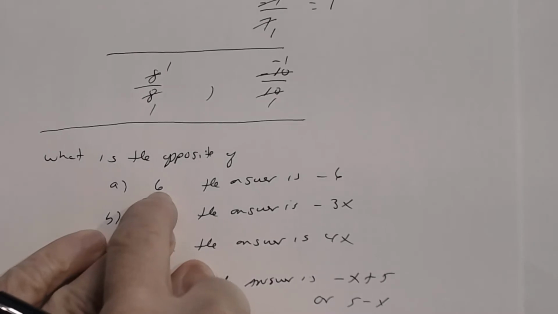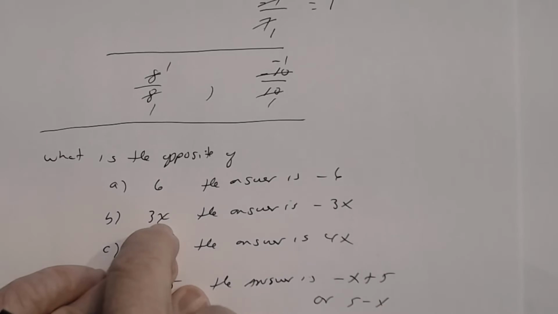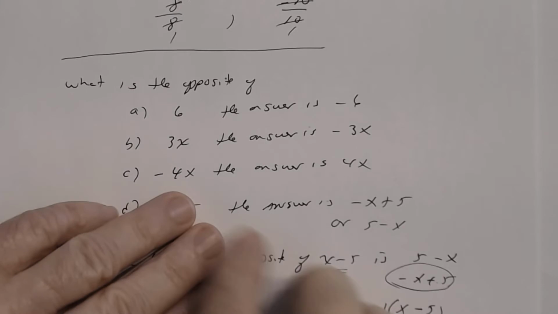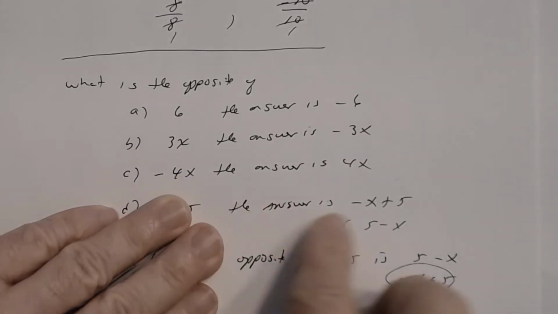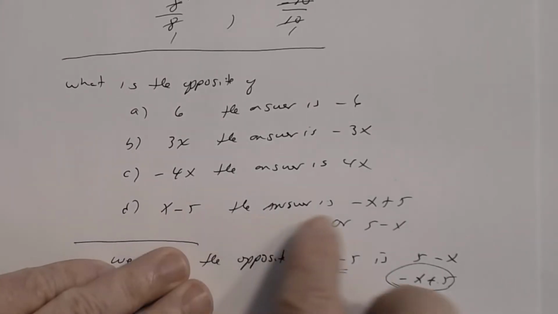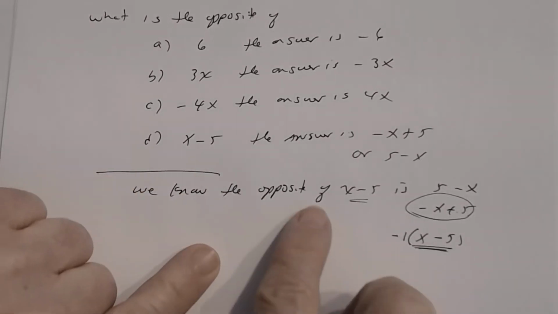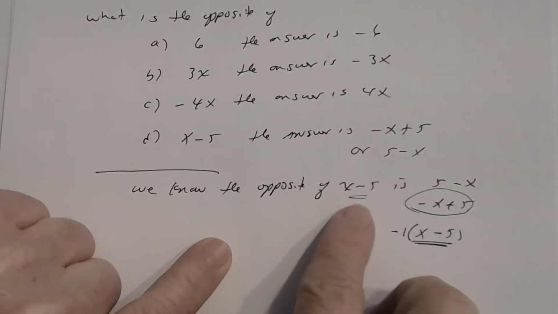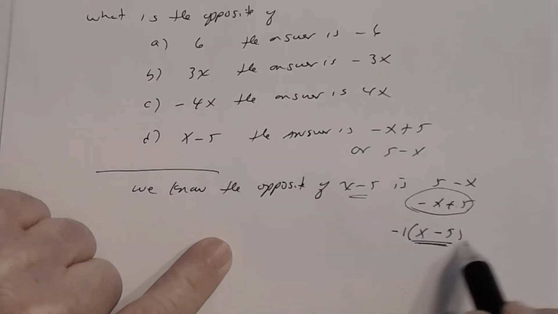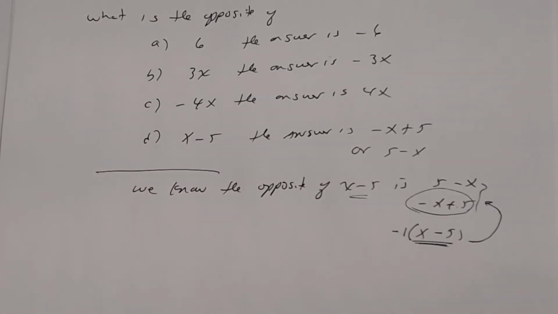Because if I want to find the opposite of 6, I just multiply by negative 1. 6 times negative 1 is negative 6. If I want to find the opposite of 3x, I multiply by negative 1. 3x times negative 1 is negative 3x. If I multiply negative 4x by negative 1, I found its opposite. If I multiply this by negative 1, negative 1 times x is negative x. Negative 1 times negative 5 is positive 5. And so that's what this says. So if I want to find the opposite of x minus 5, I take x minus 5 and multiply by negative 1. And so that will give us one of these. All right, so that's going to be an important topic.